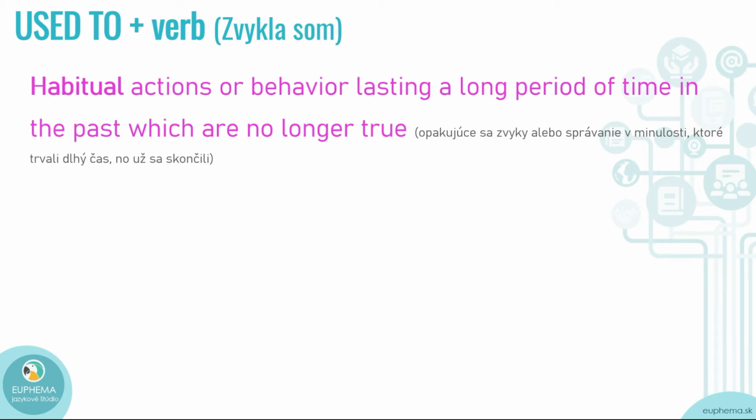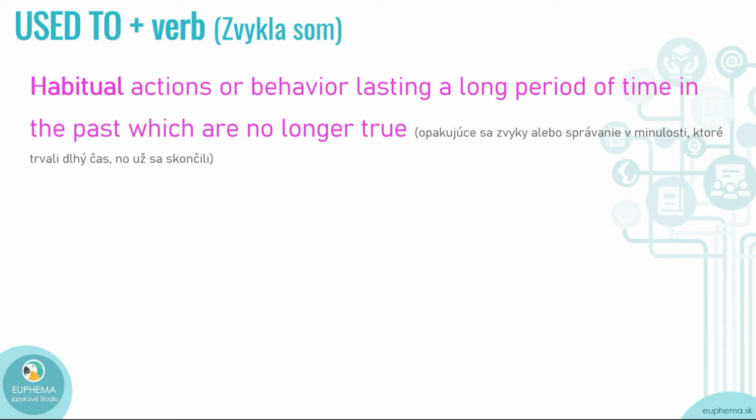So it happened repeatedly. And what I mean by a long period of time here, it's not just a couple of days, weeks, or months. We are now talking about the longest period, and I mean several years maybe, okay? 1, 2, 3, 5, maybe more years. This is a long period for used to. And one more thing that is important, they are no longer true. So now we are just talking about something that was true in the past, but not now.